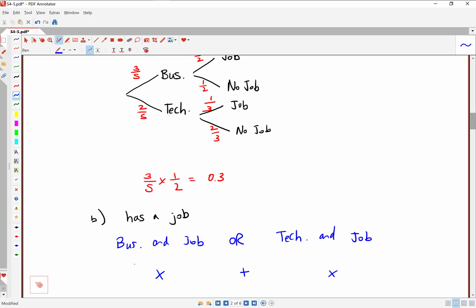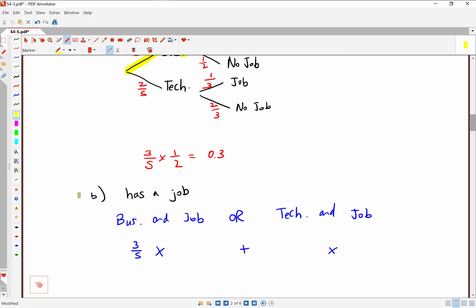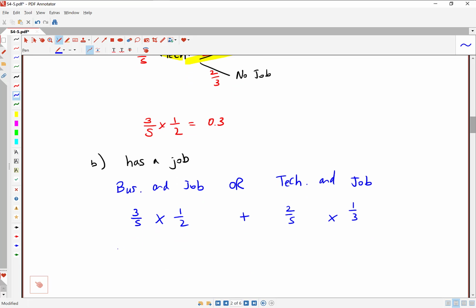So for business, 3/5 probability that a student is in business. And then from there, once we know that they're a business student, probability is half that they have a job. So we're just multiplying along that path there, 3/5 times 1/2. But then we're going to be adding on a completely separate possibility, which is that the student is in tech and has a job. So 2/5 times 1/3. And you can put all of that into your calculator. I'm going to round that off to a few decimal places because we're going to do a follow-up calculation with this.